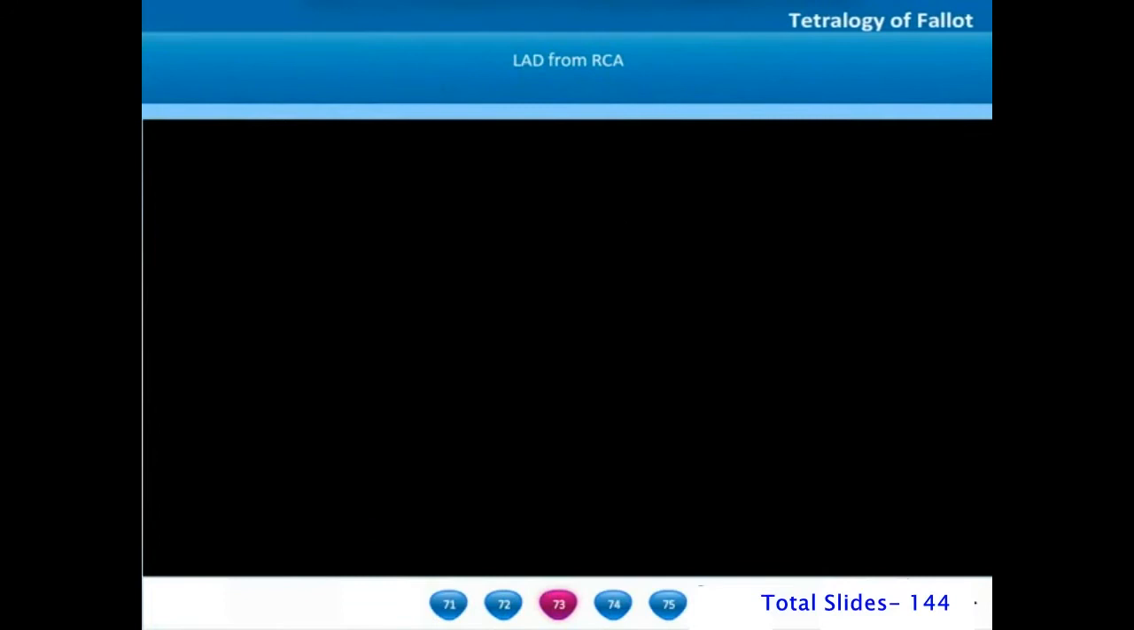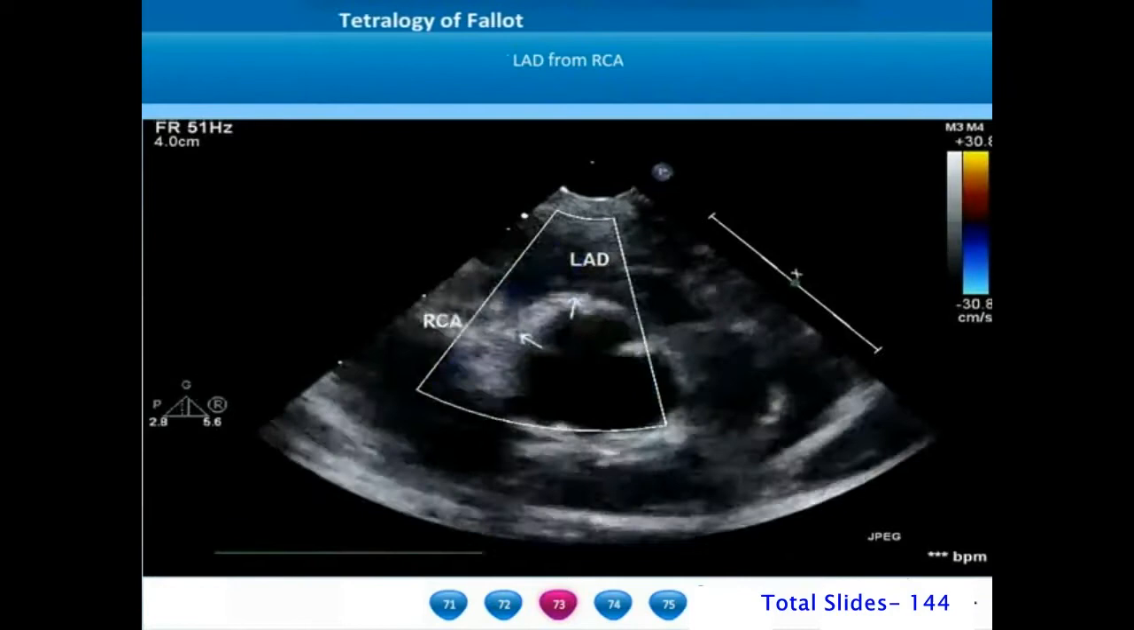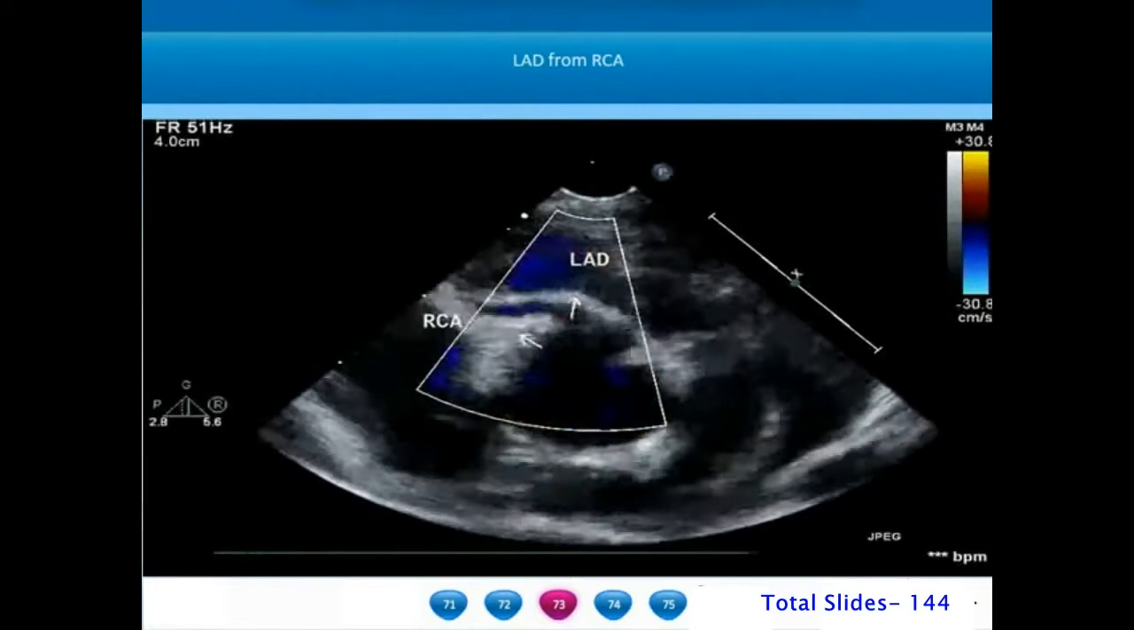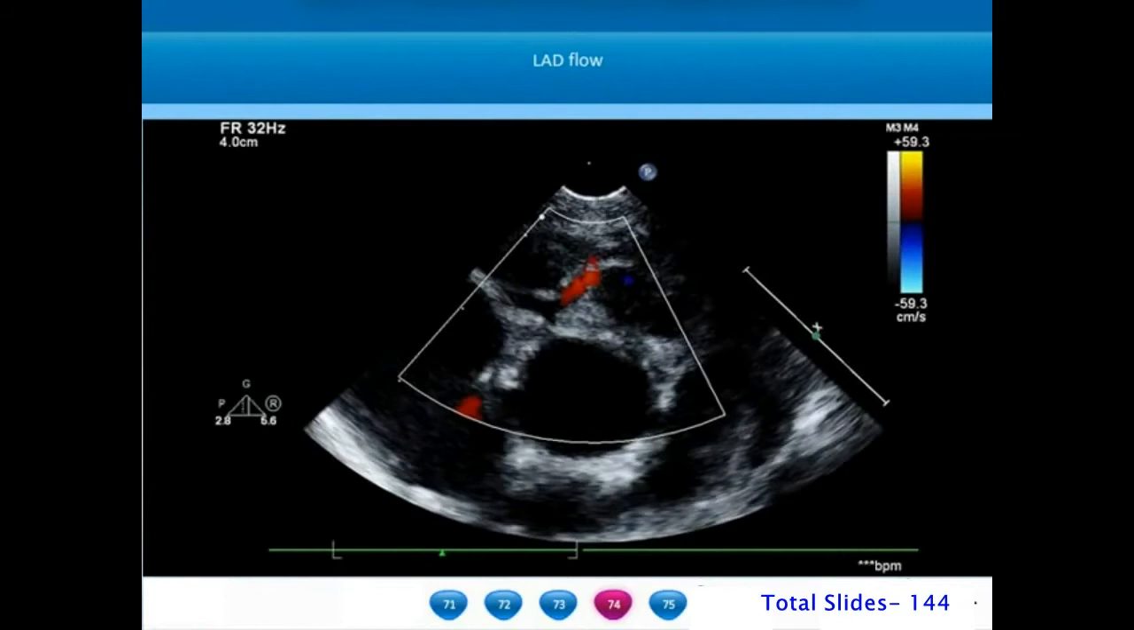With color flow imaging, we can appreciate the color flows into the left anterior descending coronary artery, thereby confirming that it is indeed the coronary artery. A frozen color flow image shows the flow in the left anterior descending coronary artery, and this LAD is arising from the right coronary artery.